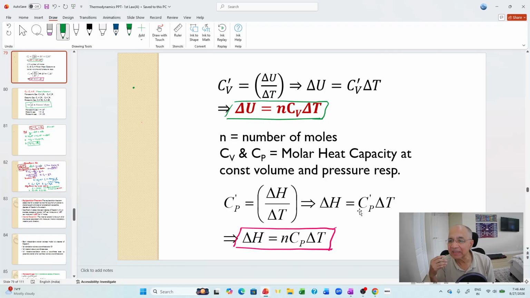You understood? Hello. Ritu, you understood what is prime? Prime is not prime minister, it is just dash. Are you there?